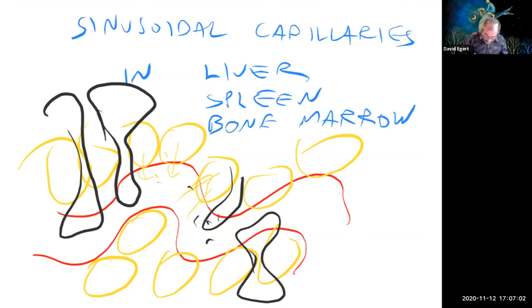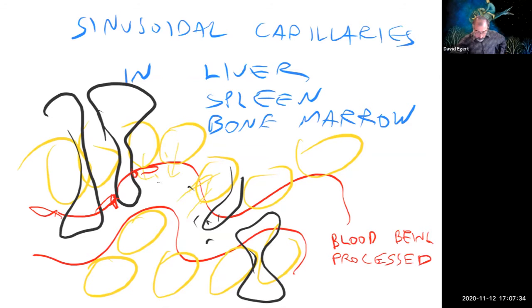So sinusoidal capillaries, they're kind of these big spaces. They often actually have breaks in the wall where white blood cells can actually reach in and manipulate things. And they're usually very twisty, so the blood is going through slowly, so the surrounding cells have a chance to actually process things. So, blood is being processed. So sinusoidal capillaries.